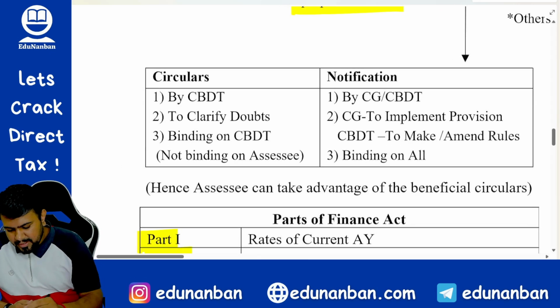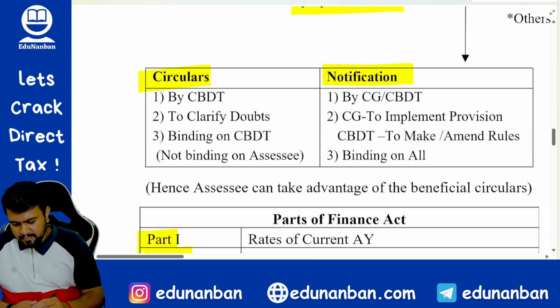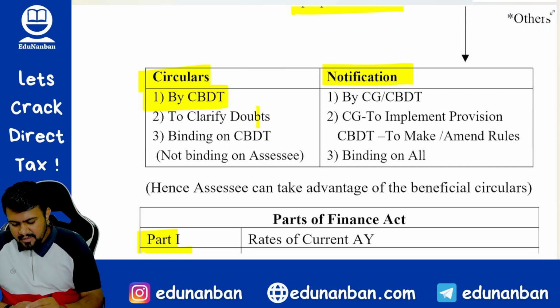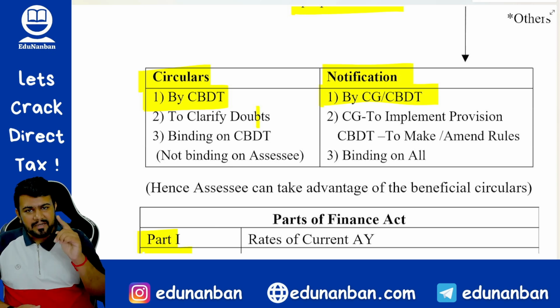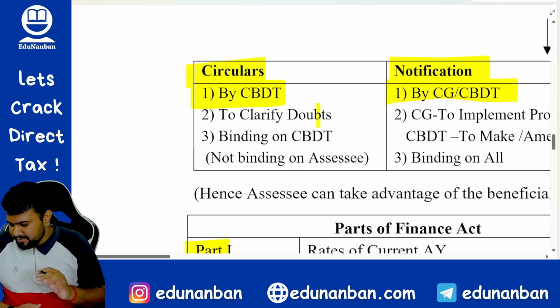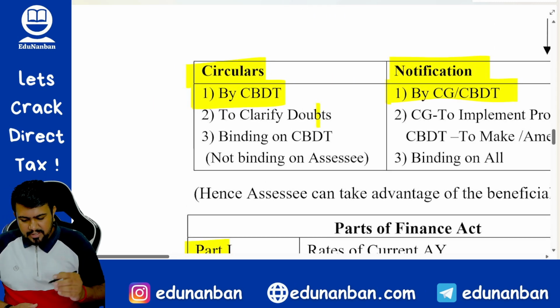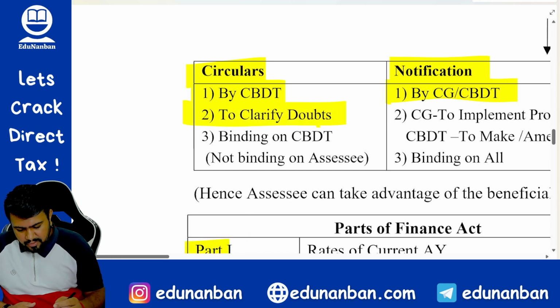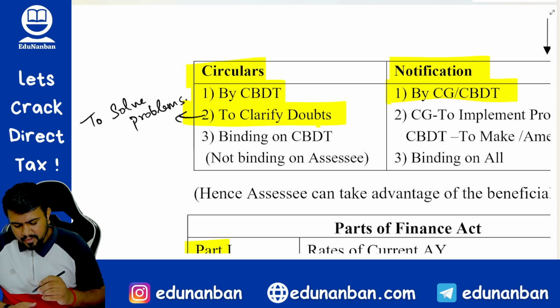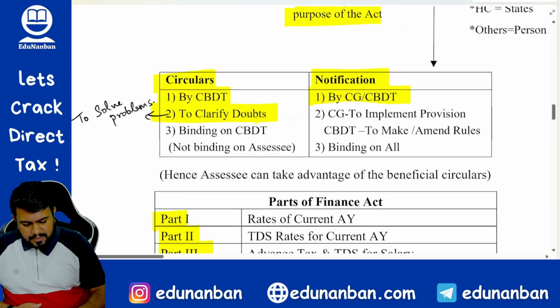Okay. So what is a circular? What is a notification? First and foremost, a circular is given by CBDT, whereas a notification can be given by the central government also, and CBDT also. Okay, a circular is only given by CBDT. What is the use of the circular? The use of the circular is to clarify doubts or to solve problems.